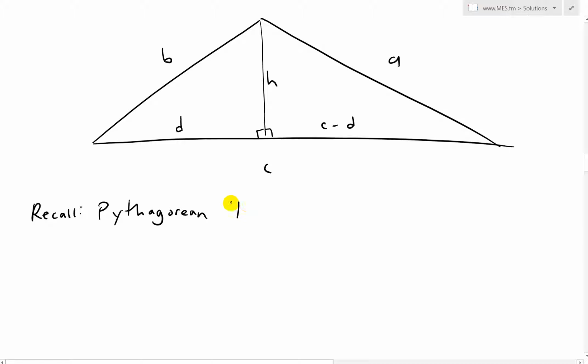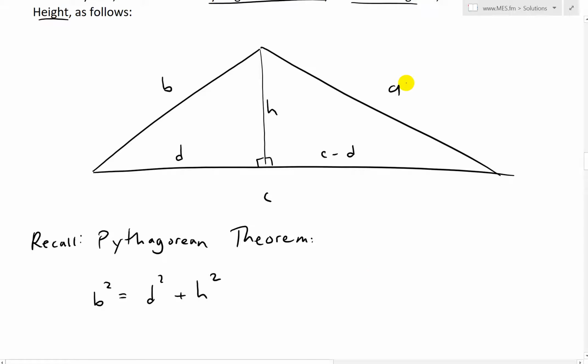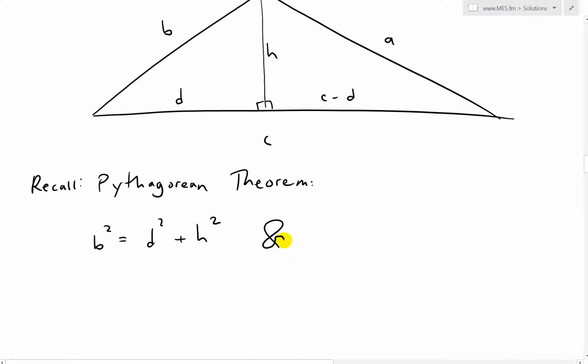So Pythagorean Theorem, like this. For the left one, we know that the hypotenuse is b, so b squared equals the sides squared, so d squared plus h squared. So we have this one right here, but we also have it on this side. There's another triangle there where the hypotenuse is a. So a squared equals, right here, h squared plus (c minus d) squared.